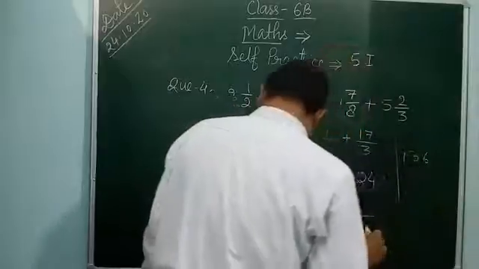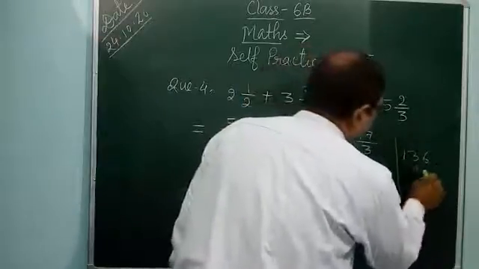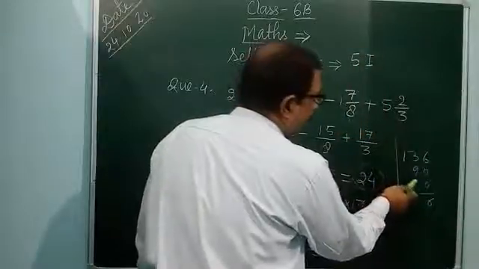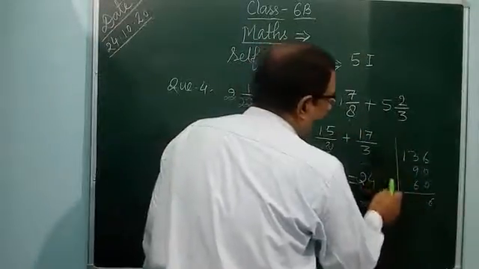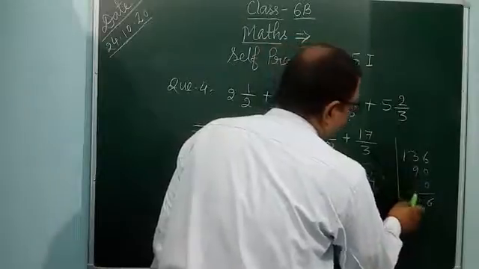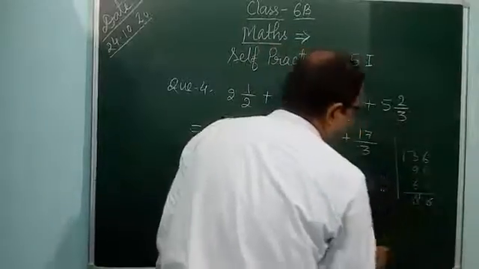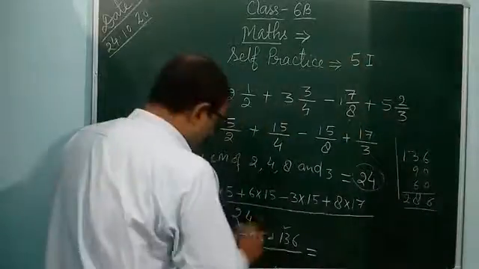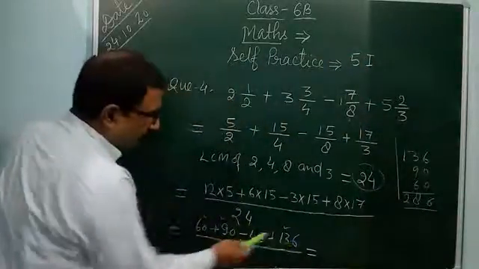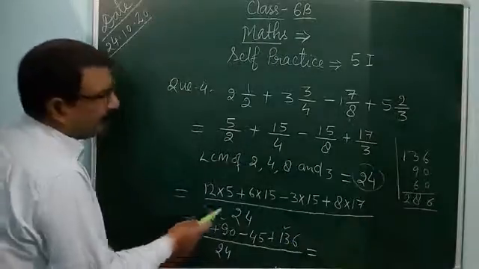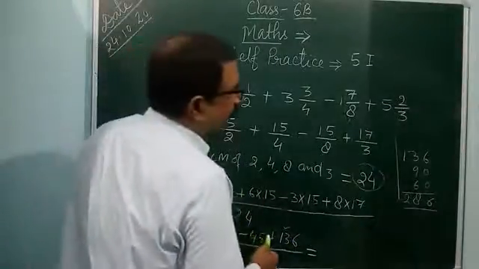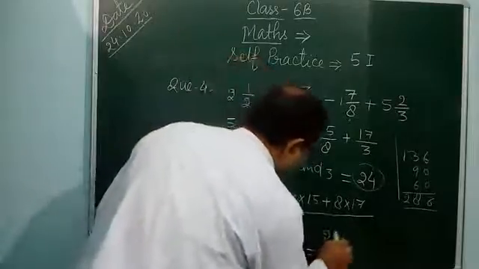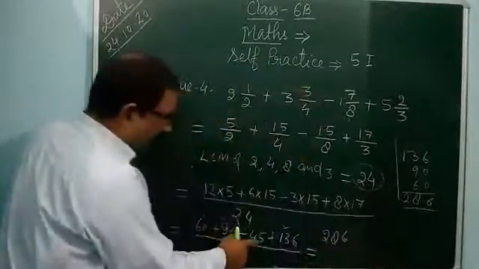136, 90 and 60. 6 here and 9, 3, 12, 12 and 6, 18, 8, 1 carry, 1, 1, 1, 2, 286. If you are adding 136, 90 and 60, it is coming 286. So 286 you take like that, and after that minus 45.